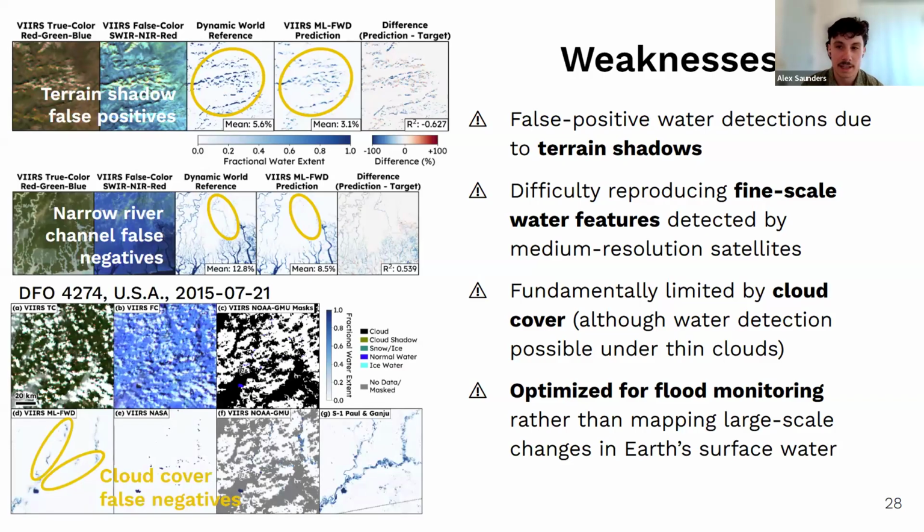And cloud cover, as with any optical method, is an issue. And so this example shows you some false negatives from cloud cover where the Sentinel-1 algorithm is obviously really nicely picking up that water content since it's able to penetrate through cloud with the synthetic aperture radar. And just to point out as well, this algorithm is really optimized for flood monitoring, and so hasn't really been tested in the realm of mapping large-scale changes in Earth's surface water.